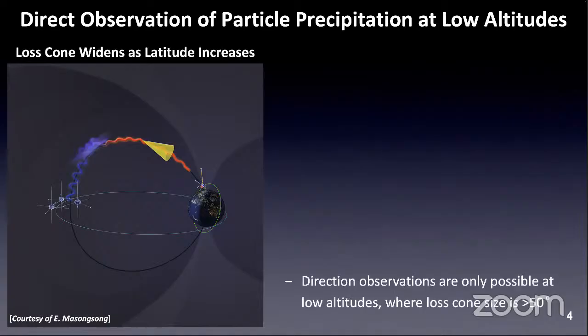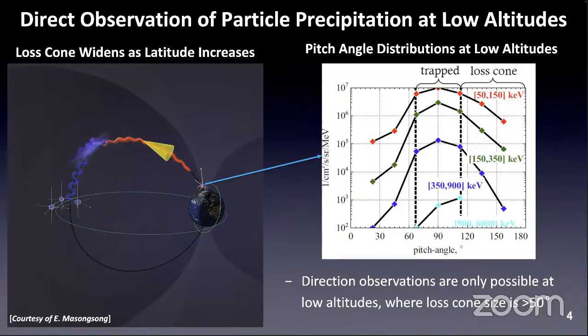And shown on the right-hand side is one example of pitch angle measurements, or pitch angle spectra, measured at low altitude. From this, we can see that at this altitude, we can directly discern those loss cone particles, or those particles that will be precipitated, versus those particles that are locally trapped along this bounce trajectory. That's usually how we measure this particle precipitation.